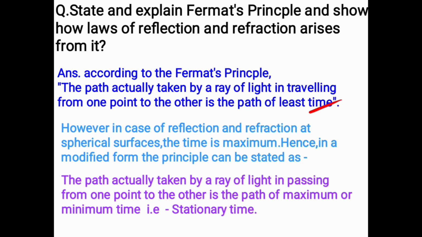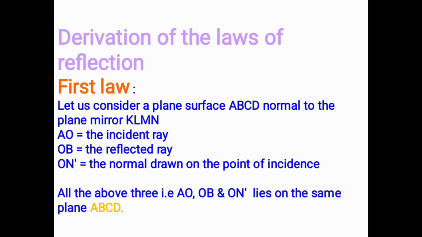So, in a modified form, we can write Fermat's principle as: the path actually taken by a ray of light in passing from one point to the other is a path of maximum or minimum time. That is, stationary time. Now we will derive the laws of reflection.